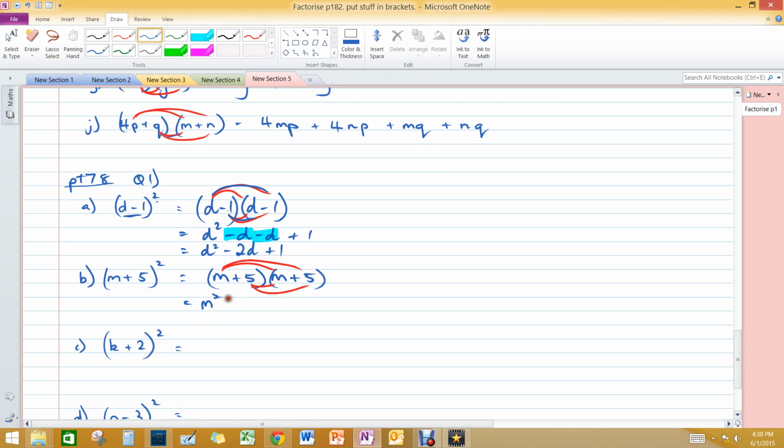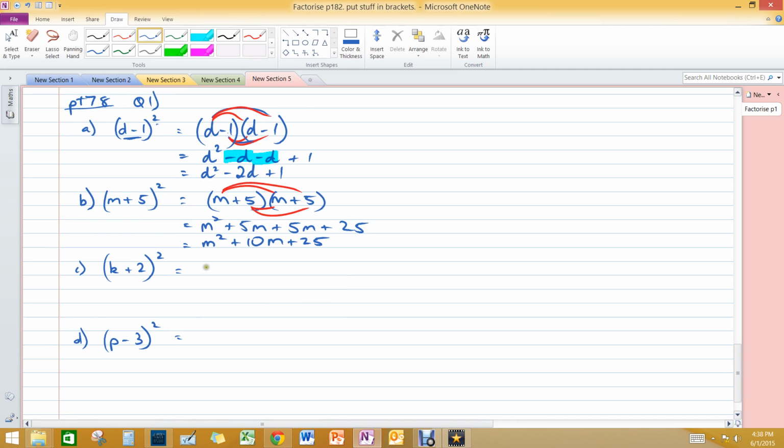So it's going to be m squared plus 5m plus 5m plus 25, which equals m squared plus 10m plus 25. Right. k plus 2 squared, we rewrite it, k plus 2, k plus 2. Okay. And then we use FOIL to expand it out. Remembering it's always good just to have one equal sign per line. Your equal signs should be directly underneath each other and it'll work downwards. So it's going to be k squared plus 2k plus 2k plus 4.